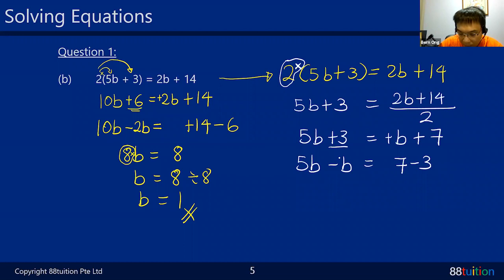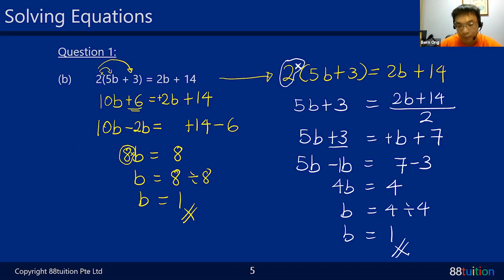5b minus b means 5b minus 1b is 4b, equal to what? 7 minus 3 is 4. b is equal to 4 divided by 4, and therefore b is equal to 1. Can you see or not? Both give the same answer. Okay, one, okay, one.